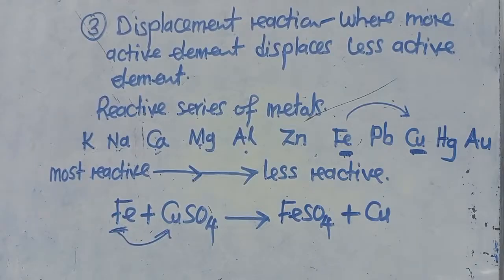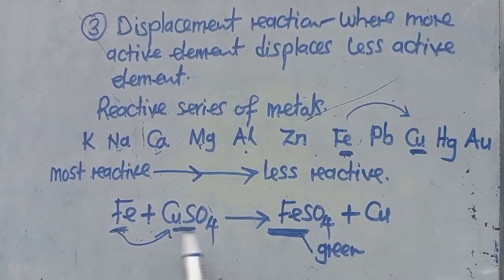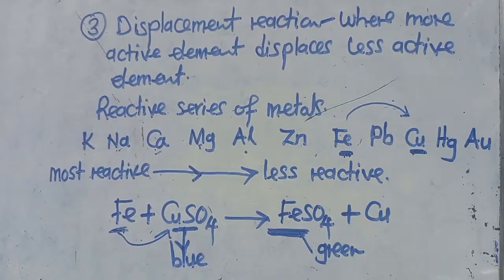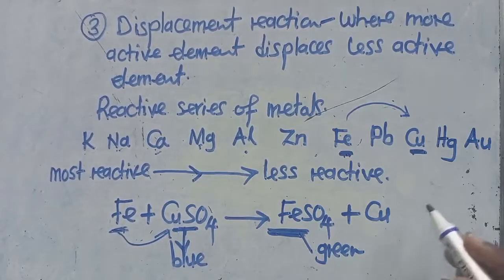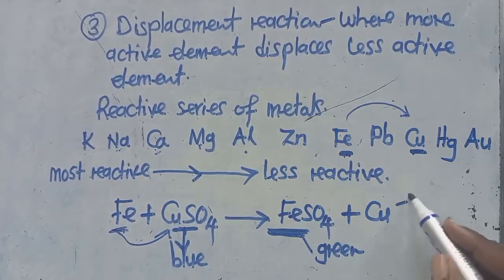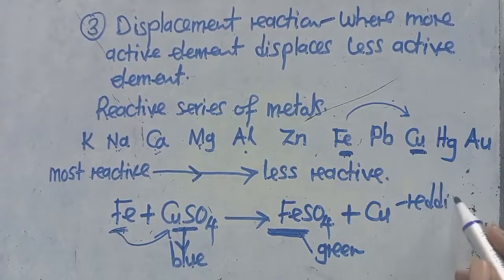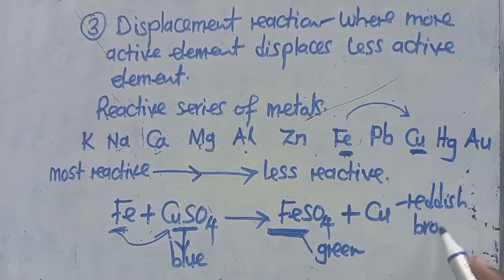One thing you are going to observe is that there are going to be some color changes. This iron sulfate is green in color, but the copper sulfate that is here is blue. So there are color changes, and this copper that is here is going to be reddish brown. These are certain things that you need to understand.